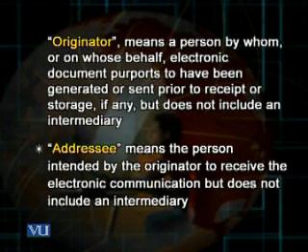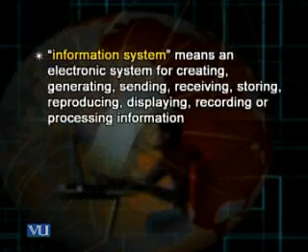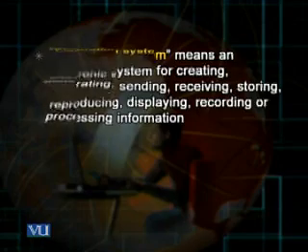Again, the person who receives the electronic communication would be called an addressee, and the term addressee would exclude an intermediary. Information system means an electronic system for creating, generating, sending, receiving, storing, reproducing, displaying, recording, or processing information. So you can see that this term is very broadly defined, and it includes almost every type of information system, including email servers, web servers, proxy servers, etc.